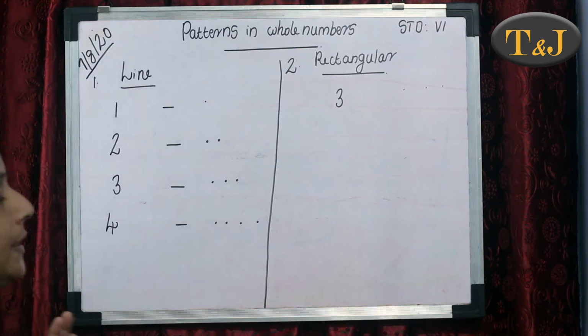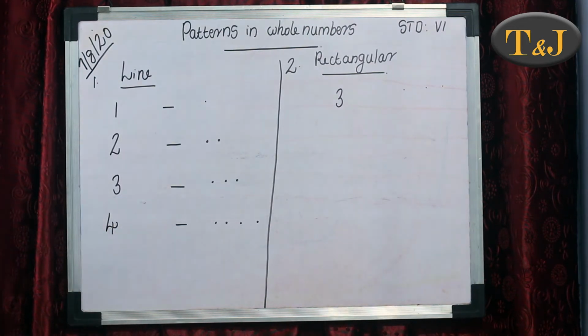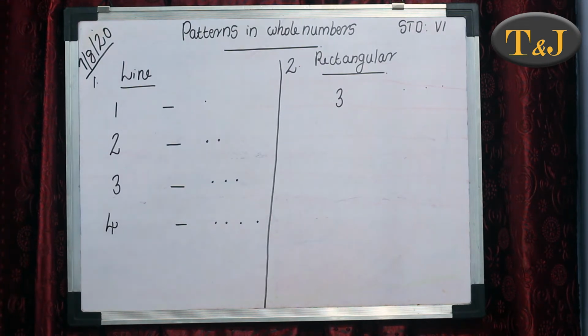Any idea, is the number 3 a prime or composite number? Yes, 3 is a prime number. Do you know what prime number means? Prime number means only 2 factors. So, in rectangular shapes, we can represent only composite numbers. Composite number means more than 2 factors.